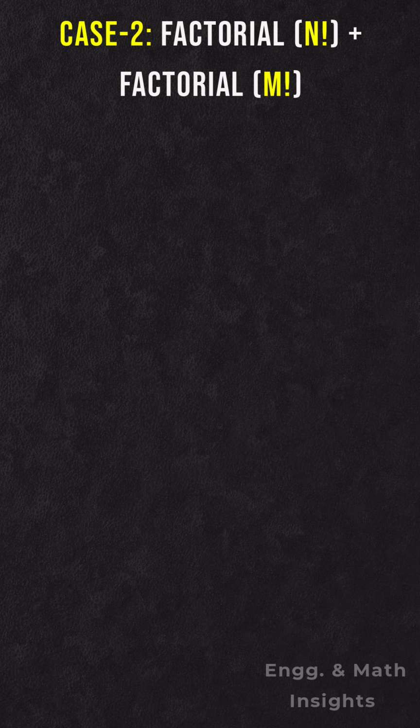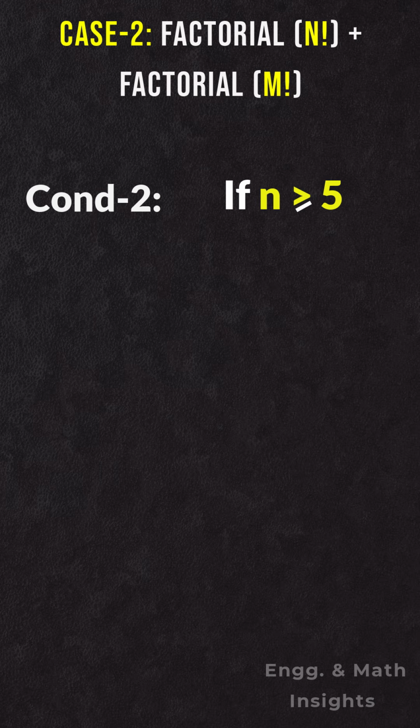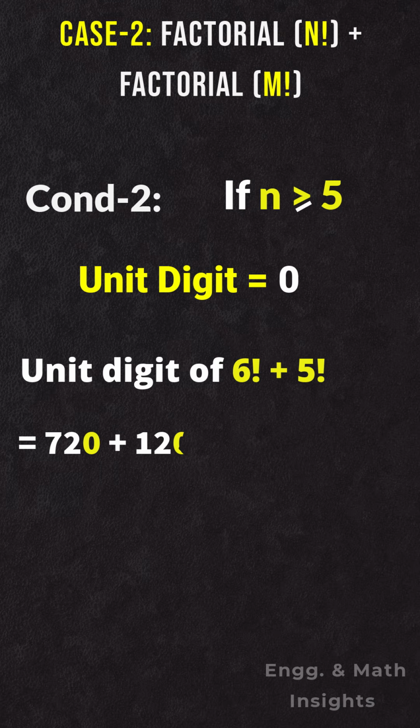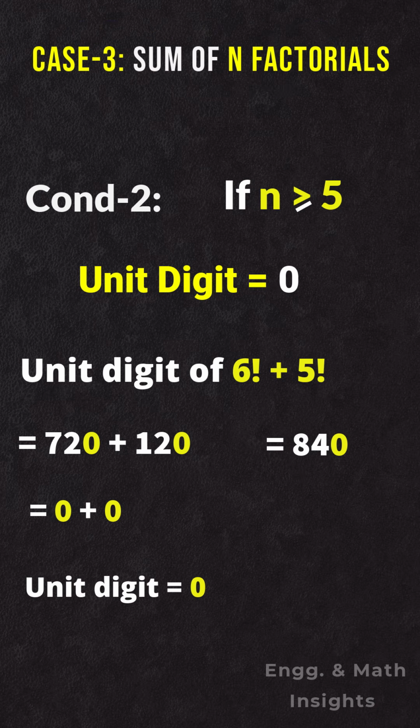Second condition is if n and m are both greater than or equal to 5, then both factorials end with 0 and their sum also ends with 0, so the unit digit is 0. For example, 6 factorial is 720 and 5 factorial is 120, adding them gives 840, so the unit digit is 0. And the final case is the sum of the factorials.